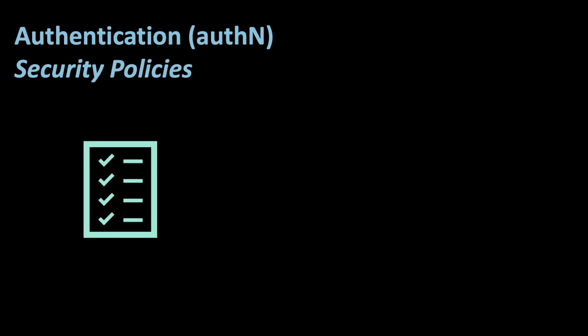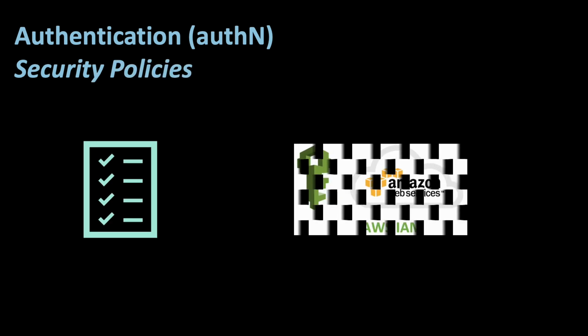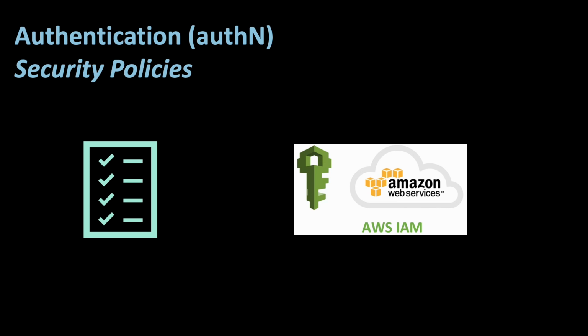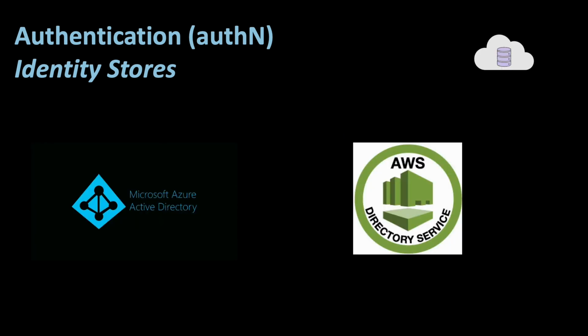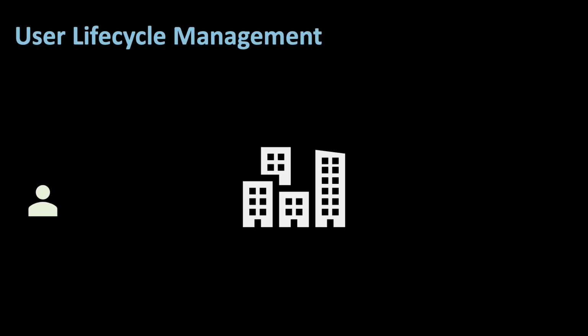Implementing security policies is vital, defining password complexity, expiration, and lockout rules. For example, AWS IAM enables administrators to define password policies to enforce security measures. Identity stores. Store user identities securely, often using LDAP, Active Directory, or cloud-based directories like Azure AD or AWS Directory Service. Integrate LDAP with AWS Directory Service to manage user identities in a cloud environment.